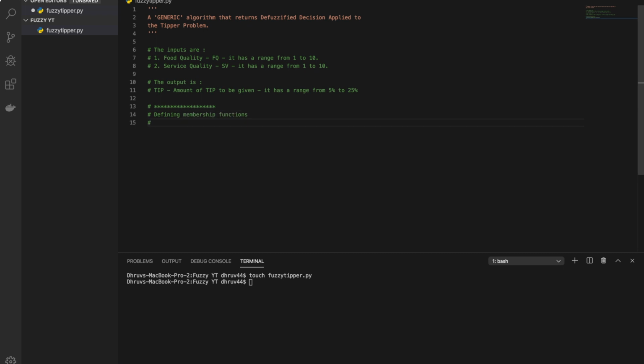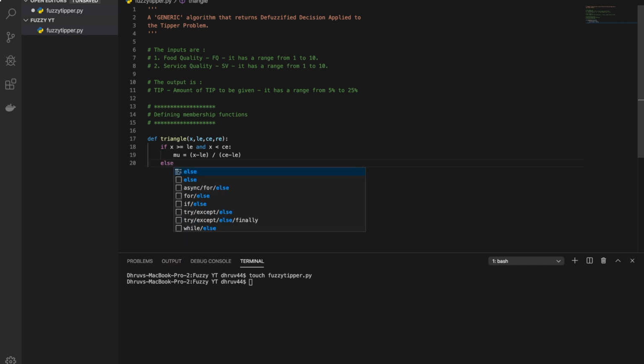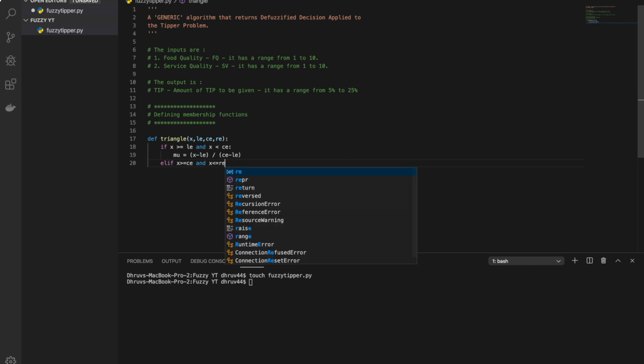We now have to define the membership functions. Today we have lots of membership functions available to us, but the most basic ones are triangle, left shoulder and right shoulder, so we will just use them. So the triangle membership function has three conditions. If x is between the left edge and the central edge, then that's your one condition. If the x is between central edge and right edge, that's your second condition, and they both follow this formula.